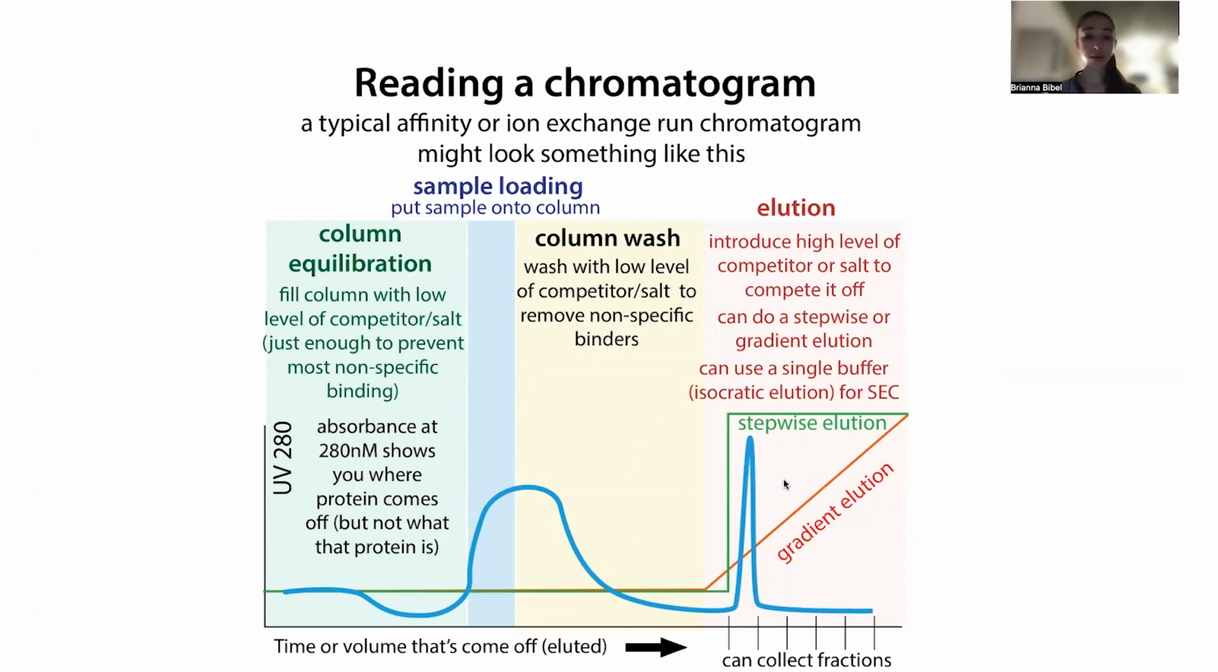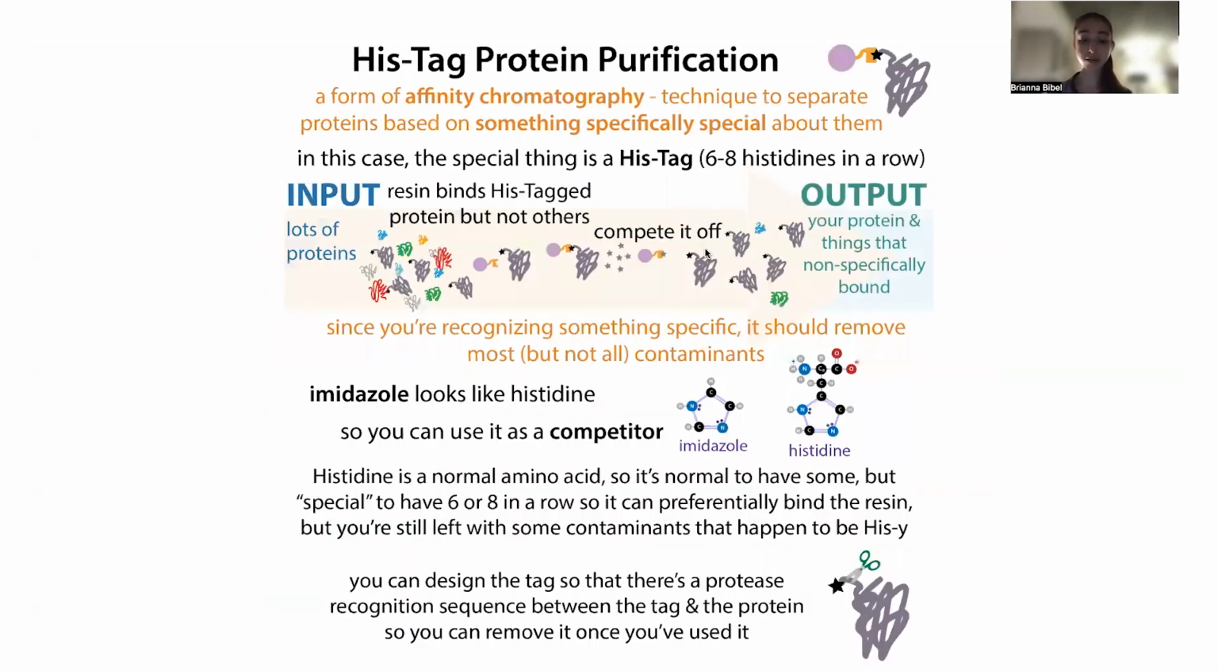So I talk a lot more about His-tag purification in another post I'll link to, but basically you can either just wash everything off and then go stepwise to a high concentration of imidazole, or you can do a gradient where you gradually raise the concentration of the imidazole. So remember, the imidazole is our competitor.